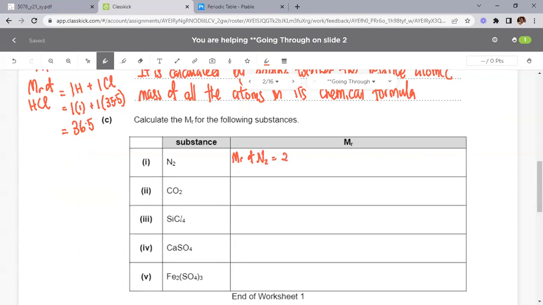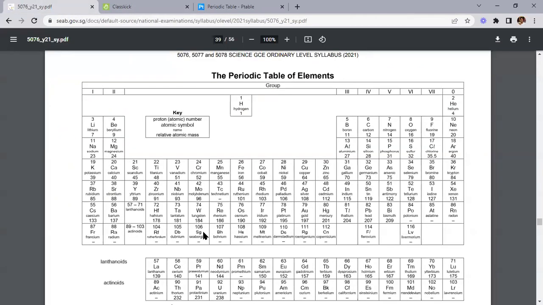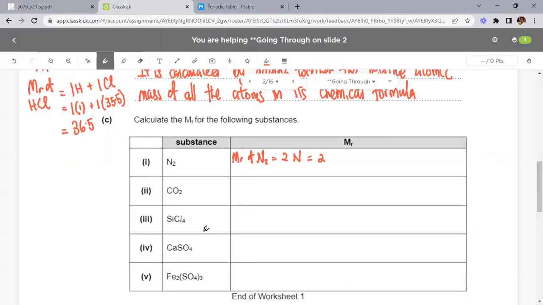This is actually 2 times N, because I've got 2N, right? So maybe I don't need a bracket. The Mr of N2 is to find the mass of 2 nitrogen. This equals 2 multiplied by the mass of nitrogen, which is 14. So find the bigger number, 14. The relative atomic mass of nitrogen is 14. I'm going to get 28. So this is the relative molecular mass of nitrogen, the Mr of nitrogen.